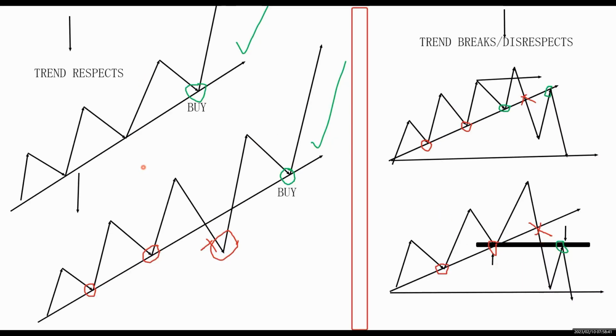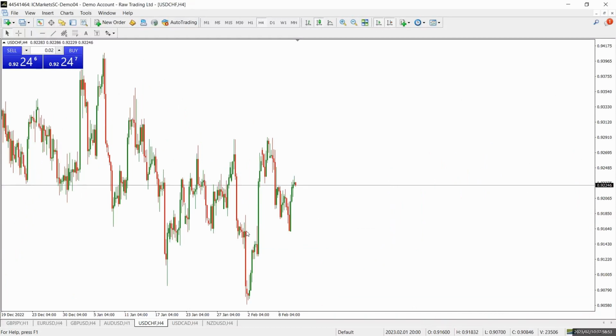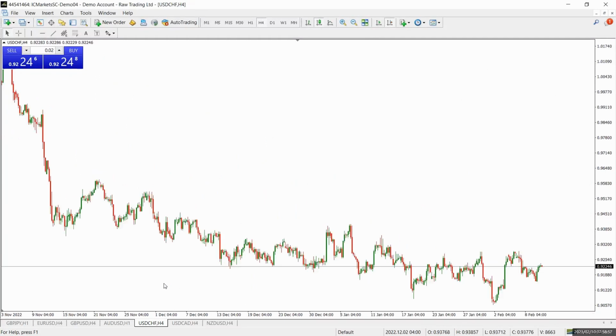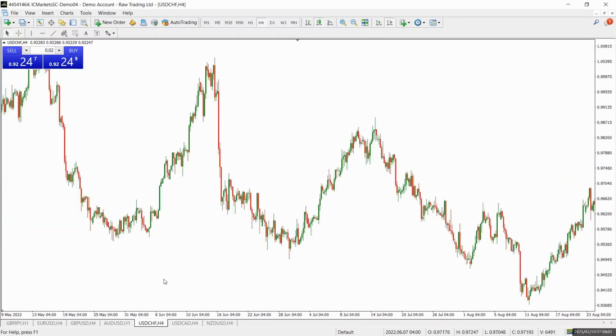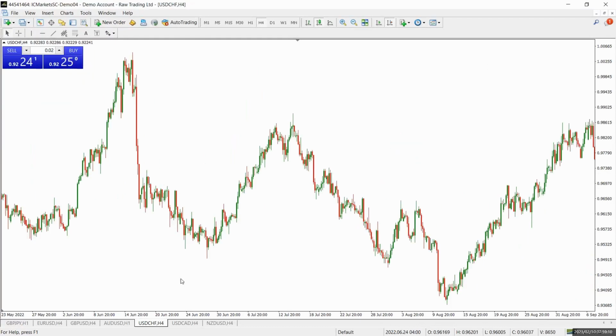So I've shown you guys this example on the chart. Let me show you guys these examples on the live chart as well. So let's look for a specific example. Let's say the USDCHF. Let's scroll back and see if we can find a situation where price actually breaks and retests a trend line.